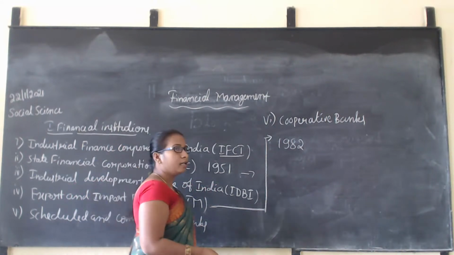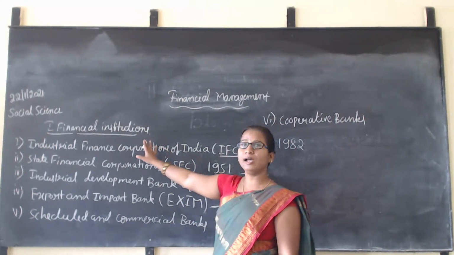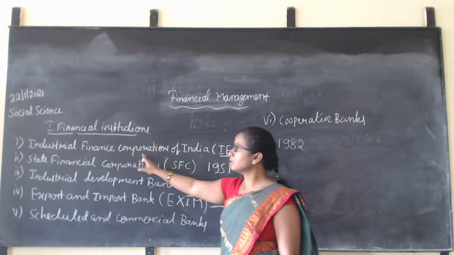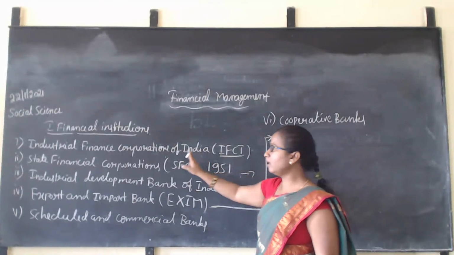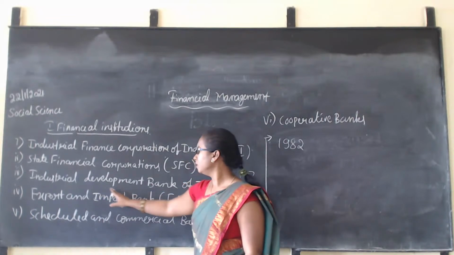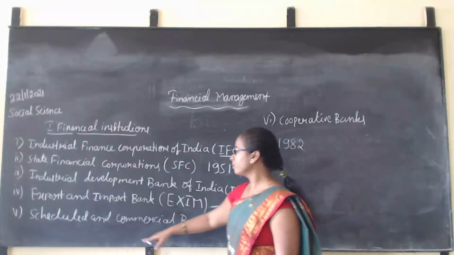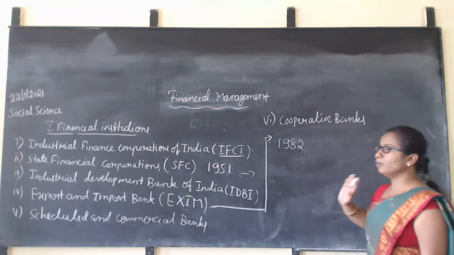So, in this way, how many institutions are there, boys? Six. What are those? Industrial Finance Corporation of India, State Financial Corporation, Industrial Development Bank of India, Export and Import Bank, Scheduled and Commercial Banks, Cooperative Banks.